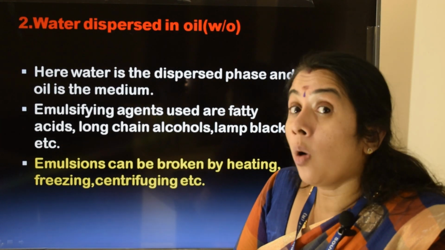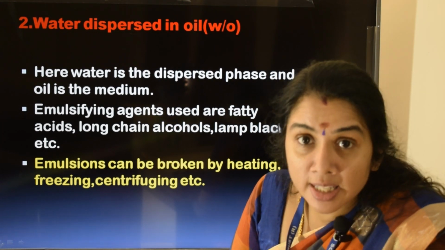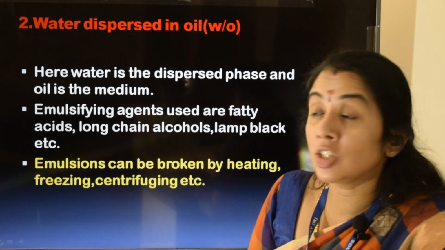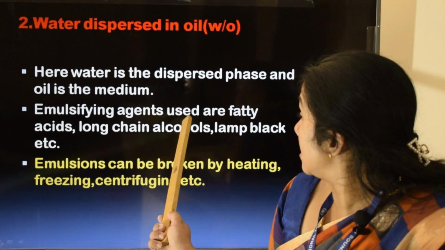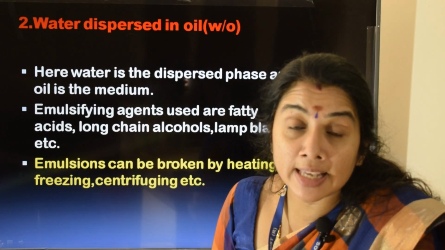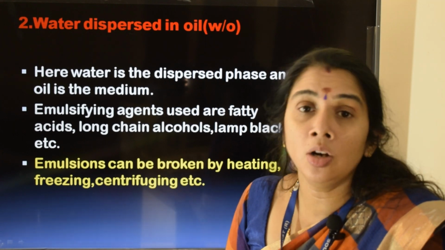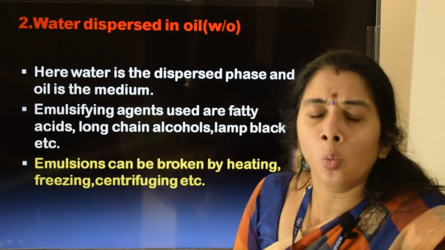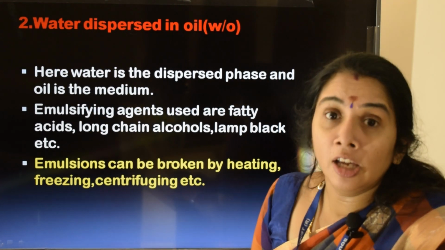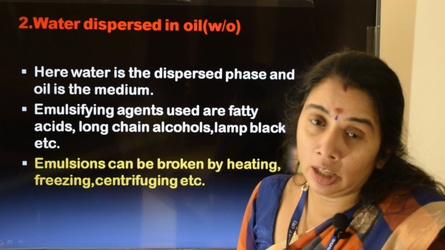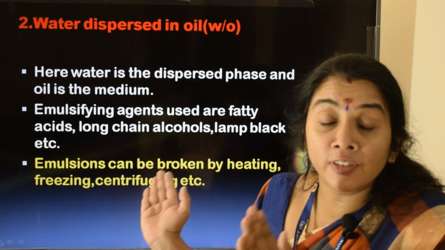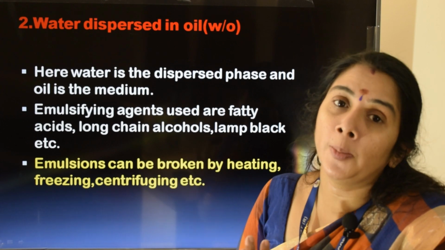Then we have got water in oil type. Water is the dispersed phase, oil is the dispersion medium, and here the emulsifying agents added are long chain fatty acids, alcohols, lamp black, etc. These are the emulsifying agents added in the case of water in oil type. But whatever it is, emulsions can be broken by heating or freezing or by centrifuging. We can separate these two into two different layers if emulsions undergo any of these processes.